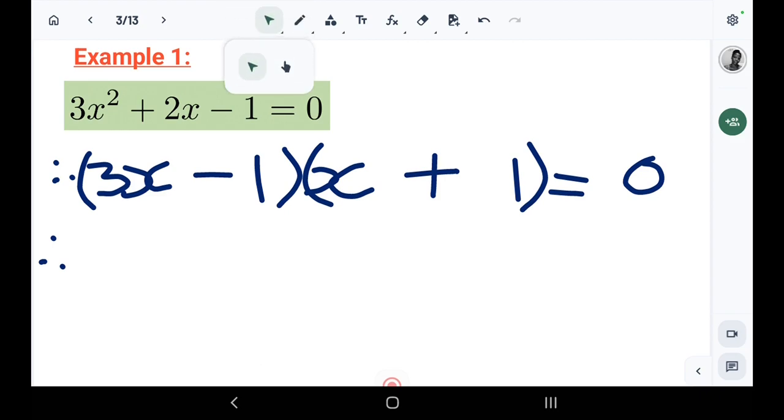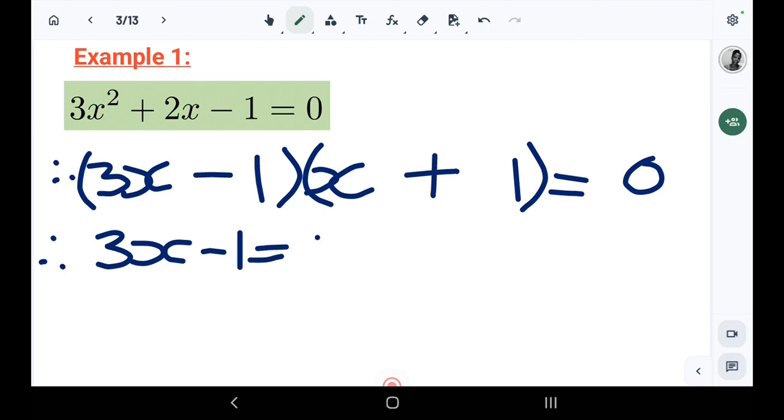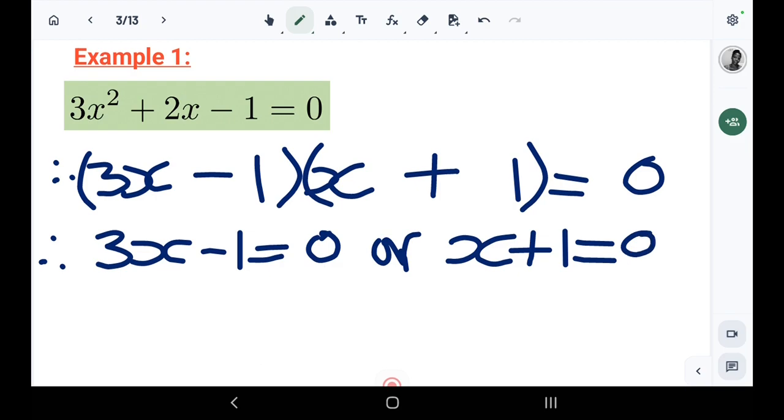Now the next thing you do is you equate each of the factors to 0. Why? Because the only way you can multiply two entities together and get a 0 is if either one of them is 0 or both of them are 0 at the same time. So you've got 3x minus 1 equals 0, and then you go ahead and solve like you would in an equation.